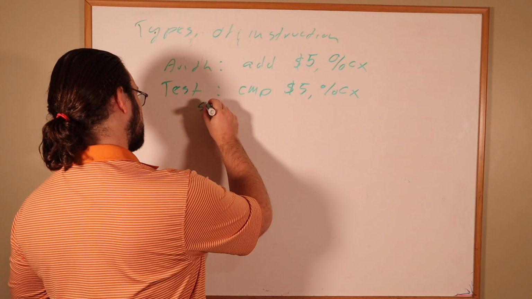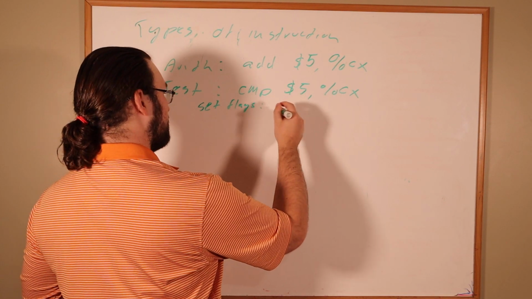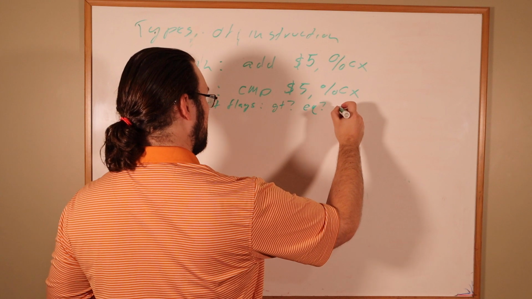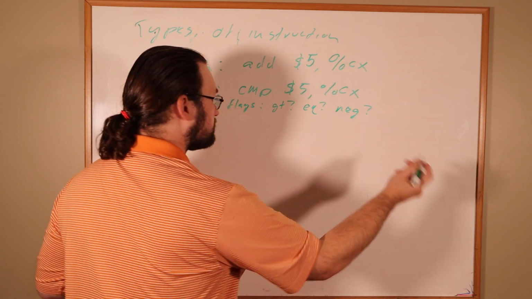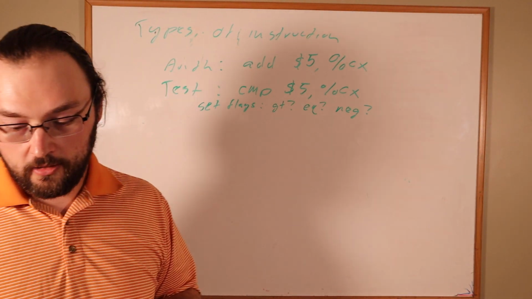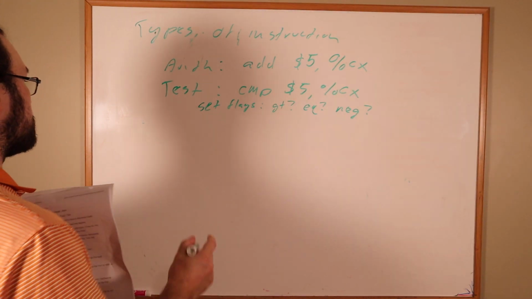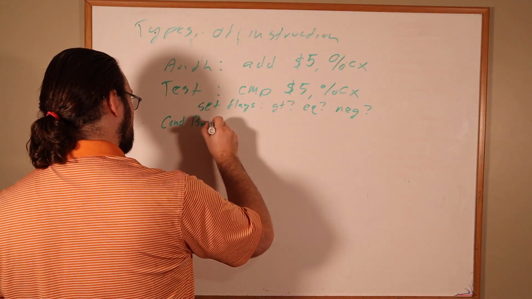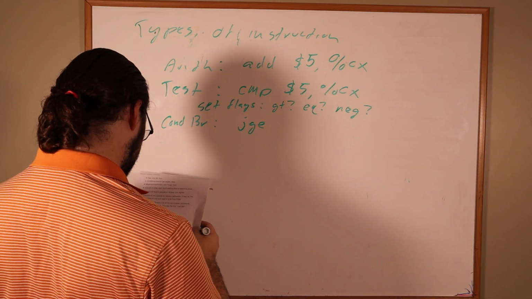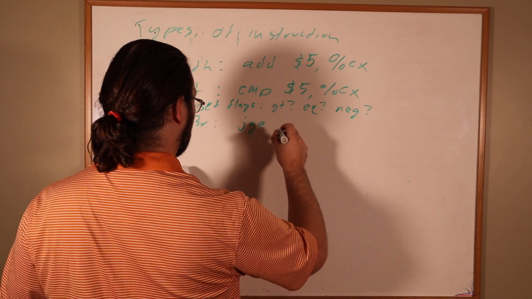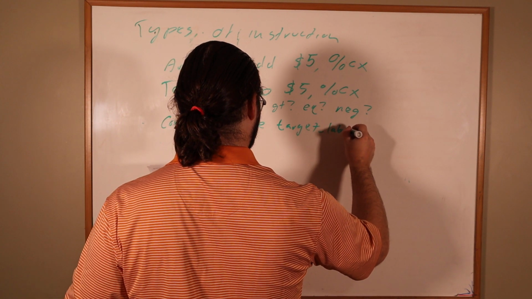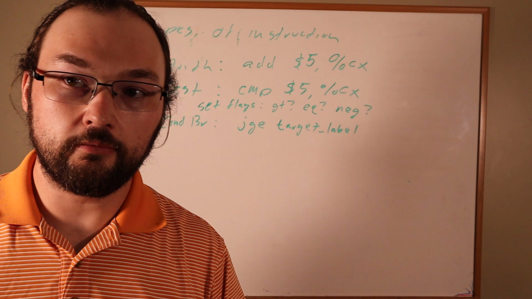So this is going to set flags, and the flags bits are things like greater than, equal, is the result negative. There's a whole bunch of flags. You can go look them up. But as a result of it setting all these flags, we can then do conditional branch instructions. So we can say jump greater than or equal to, and then give a target label where we want to jump to.